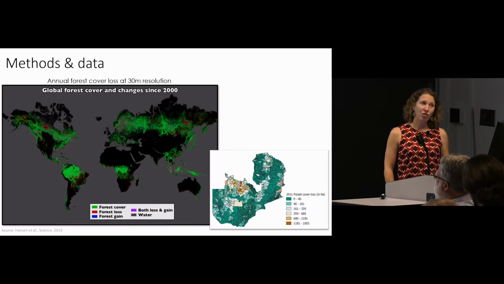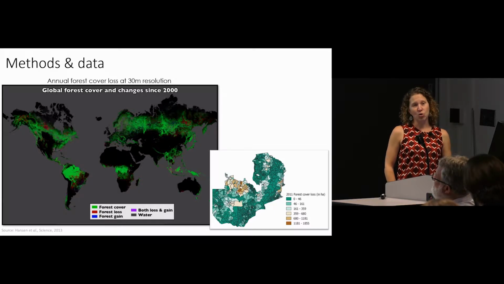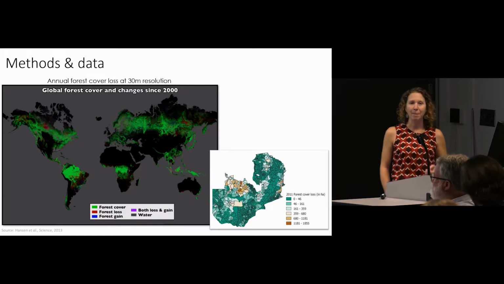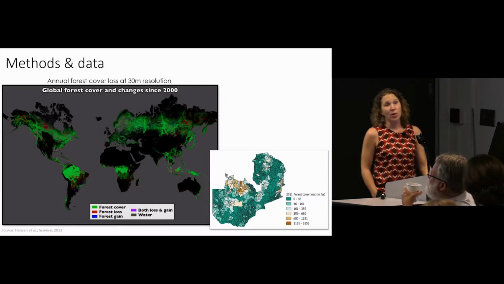So then we went and looked at using global data for Zambia. We used annual forest cover loss from a global product and evaluated it for all the wards in the country. And then we used a regression model to look at the effect of inorganic fertilizer use and improved seed use on forest cover loss, while also controlling for important geospatial variables, including elevation, forest cover in 2000, distance to road, so a whole suite of variables that influence deforestation.